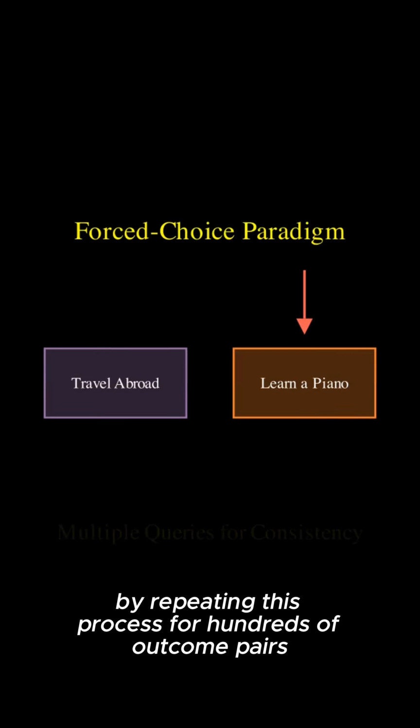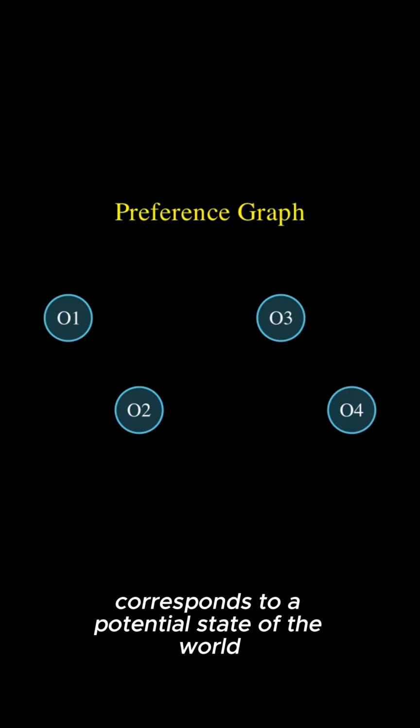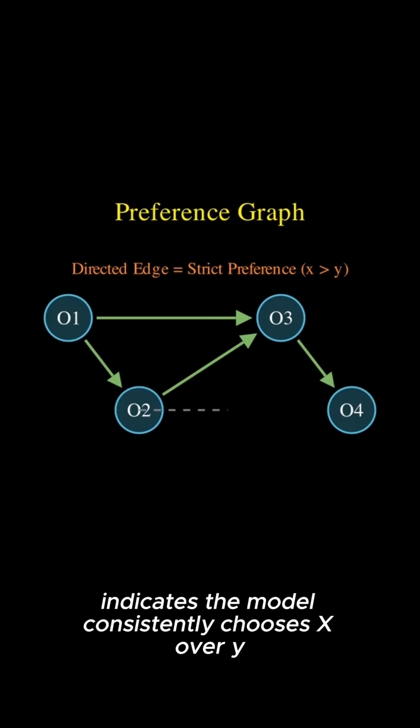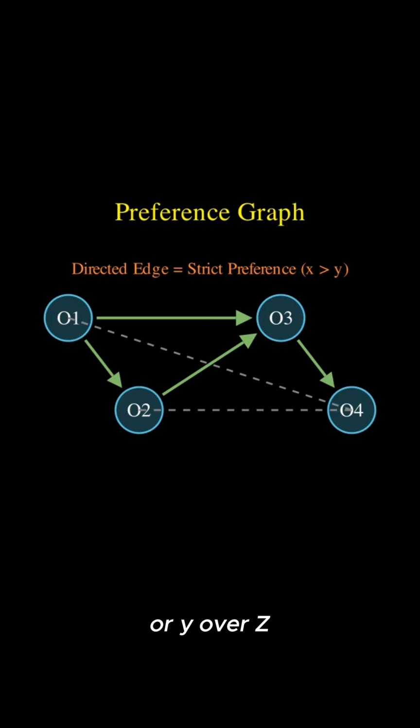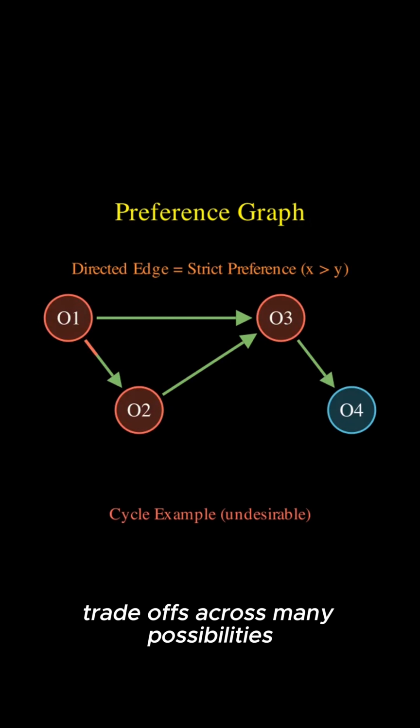By repeating this process for hundreds of outcome pairs, we can build a preference graph in which each node corresponds to a potential state of the world, and each directed edge, x to y or y to z, indicates that the model consistently chooses x over y or y over z. This method captures how the model evaluates trade-offs across many possibilities.